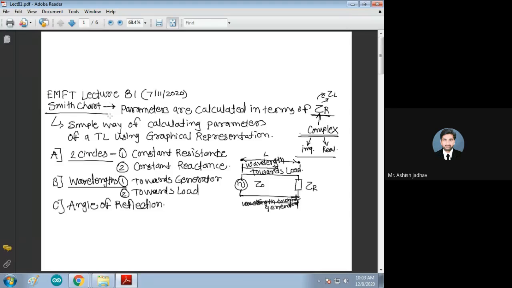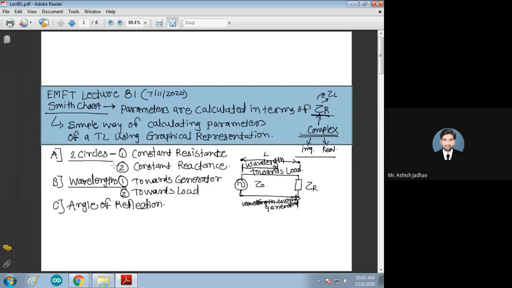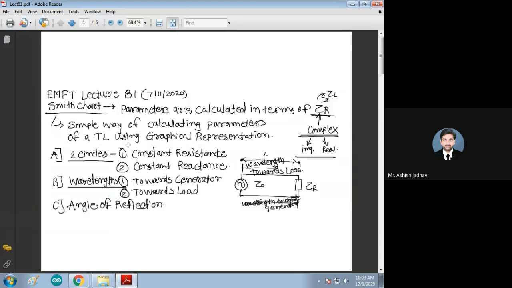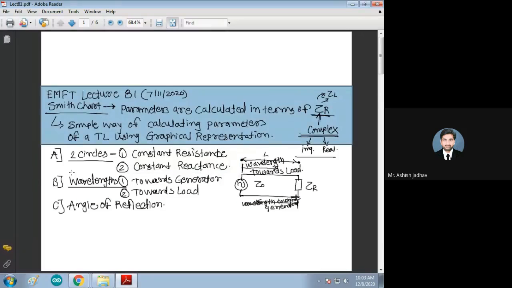Right, so Smith chart. Smith chart is nothing but a plot which helps you to find out the value of impedance and admittance. Also, it gives you the reflection coefficient and VSWR. So parameters are calculated in terms of ZR. The simple way of calculation is to use this Smith chart. That is one of the graphical representations of transmission line. I told you there are two circles in a Smith chart. One is constant resistance circle and one is constant reactance circle.